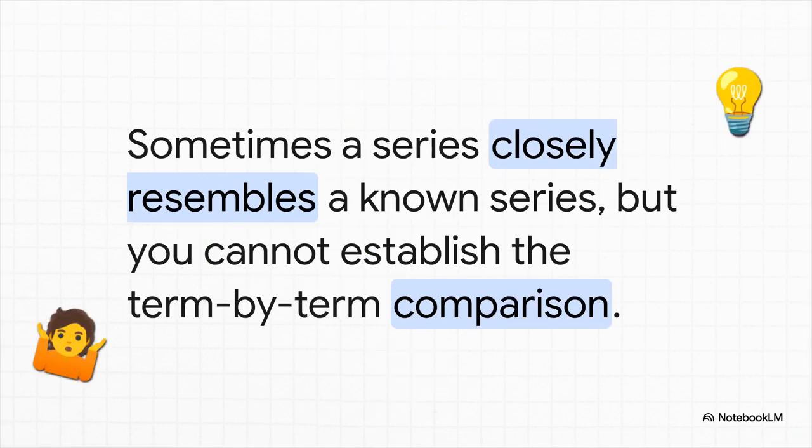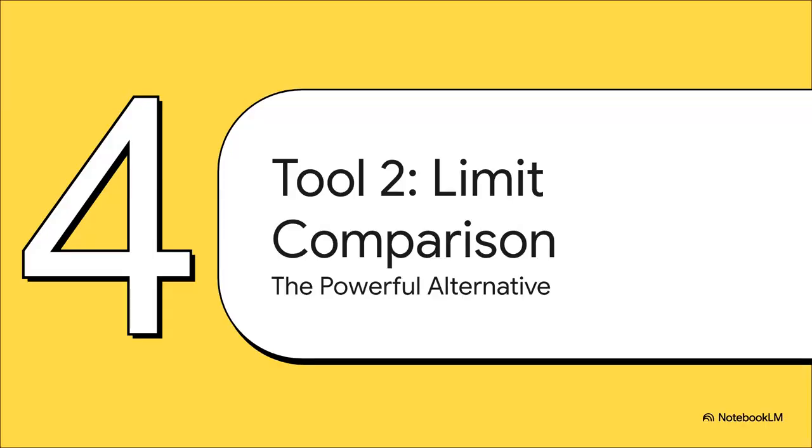And you're gonna run into this a lot. You can just look at a series and your gut tells you, hey, this should behave just like that other one, but you just can't get that inequality to work. This is the moment where we need something with a little more muscle. Well, this is where we bring in the big guns.